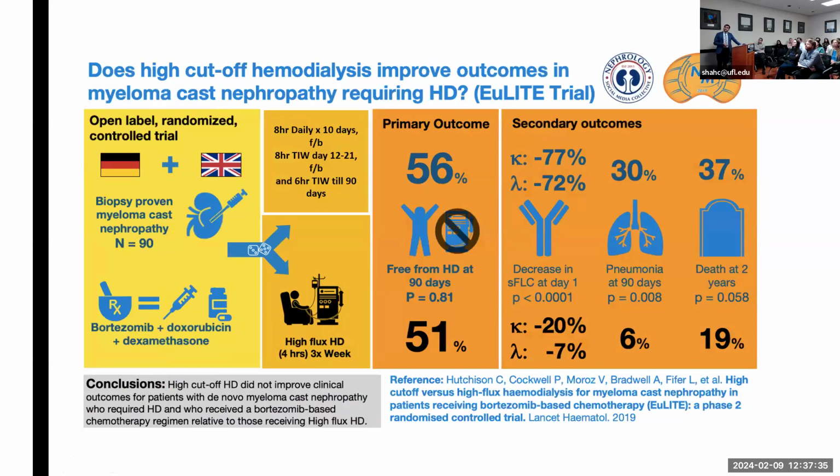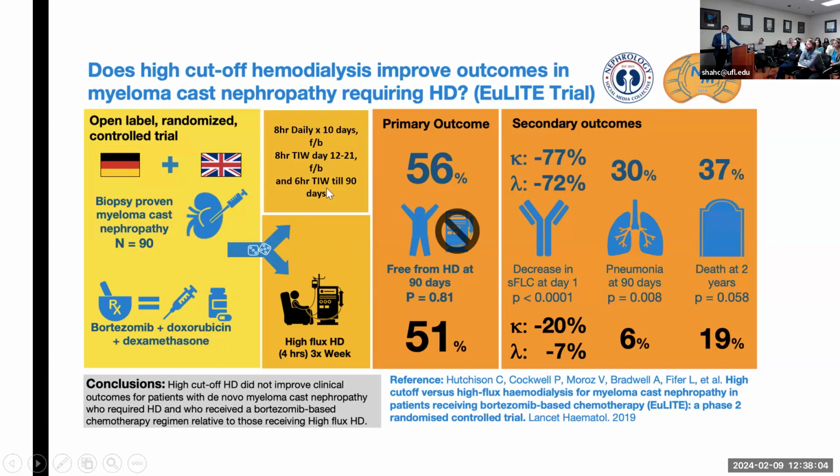It was followed in 2019 by the ULIGHT trial. The ULIGHT trial again tried to do the same thing. Biopsy-confirmed cast nephropathy, almost the same number of patients. They were also assigned randomly into receiving high flux dialysis and high cutoff dialysis. The chemotherapy was bortezomib, doxorubicin, and dexamethasone. We don't use this anymore. So there was criticism of why did you use this kind of chemotherapy, which is not being used traditionally anymore.